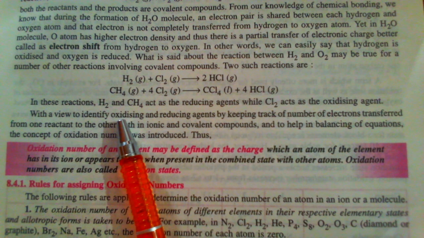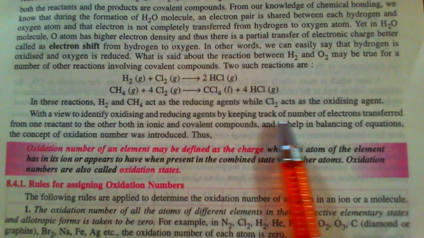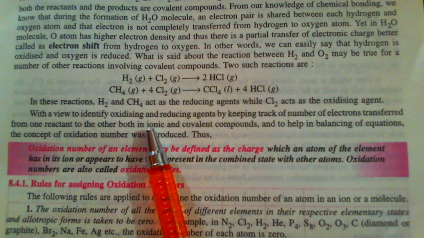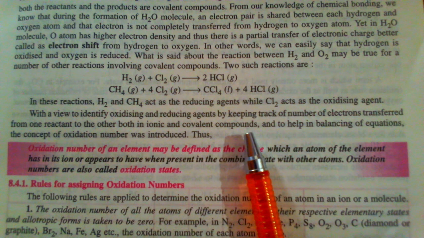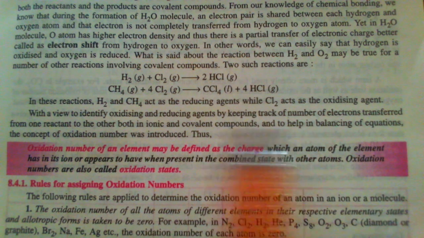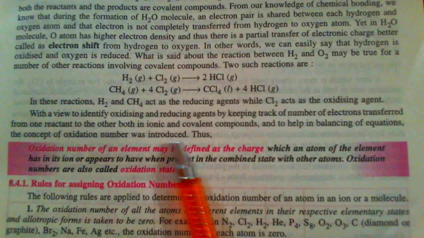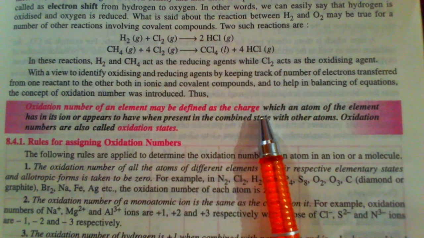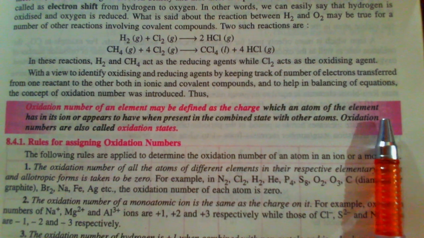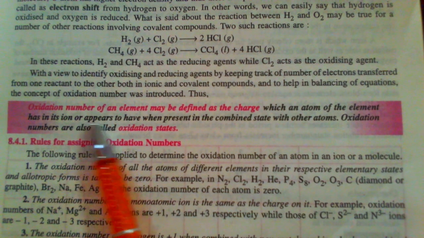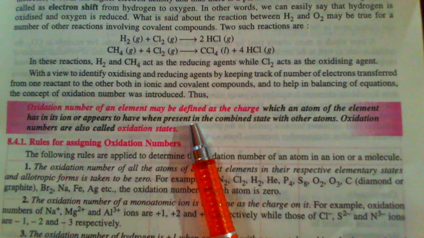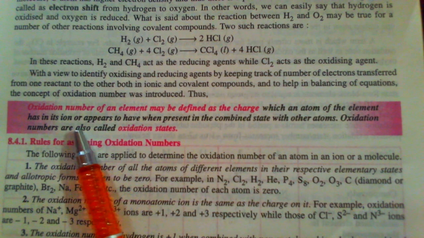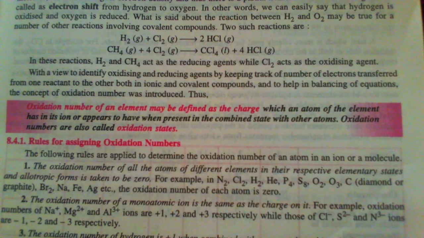With a view to identifying oxidizing and reducing agents by keeping track of the number of electrons transferred from one reactant to the other, both in ionic and covalent compounds, and to help in balancing equations, the concept of oxidation number was introduced. Thus, the oxidation number of an element may be defined as the charge which an atom of the element has in its ion or appears to have when present in the combined state with other atoms. Oxidation numbers are also called oxidation states.